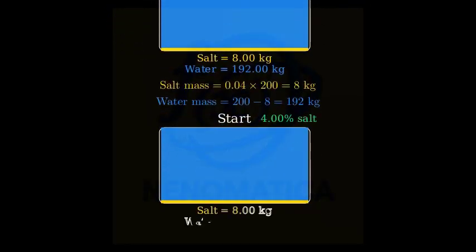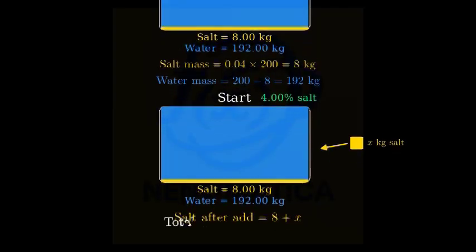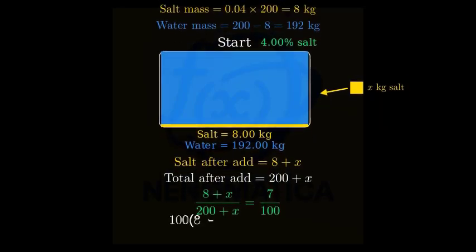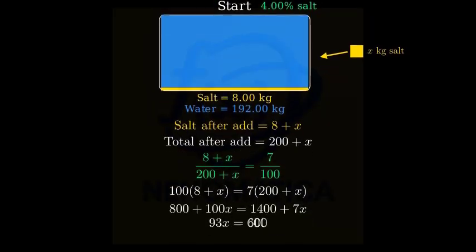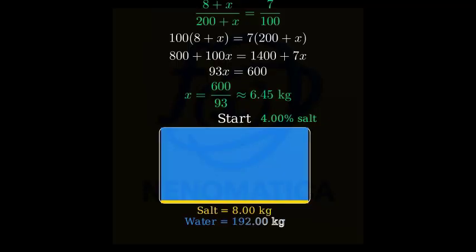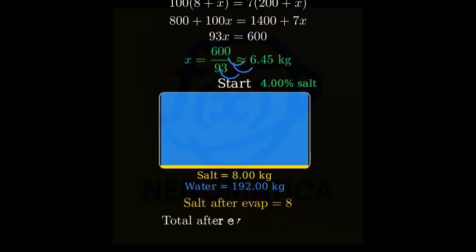Case 1. Add x kilograms of pure salt. The salt becomes 8 + x, and the total mass becomes 200 + x. Set the concentration equal to 7% and solve for x. Case 2. Do not add salt. Let y kilograms of water evaporate. The salt stays at 8 kilograms, while the total mass becomes 200 - y. Set the concentration to 7% and solve for y.